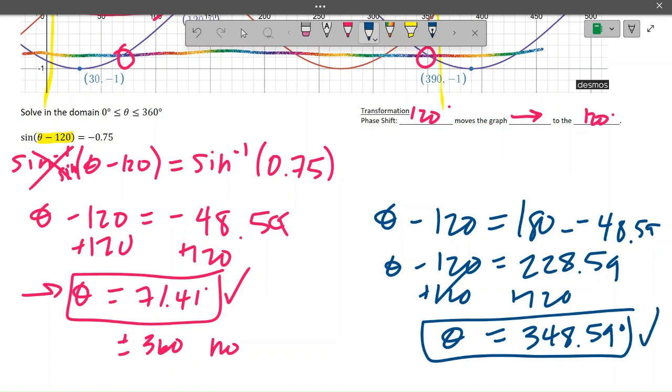Now, I should double check that if I add or subtract 360 degrees to this value, I am not within our domain of 0 to 360, and I am not. So these are our two solutions that we saw on the graph. To double check these are correct, I highly recommend that you pop these into the equation and make sure that you get approximately negative 0.75 out every single time. It is just a way to check that you didn't make a simple mistake. Let's move on to our next problem.